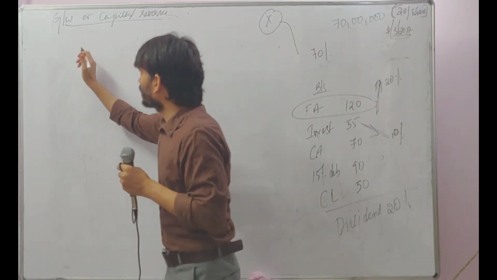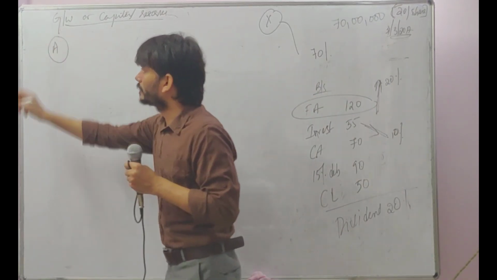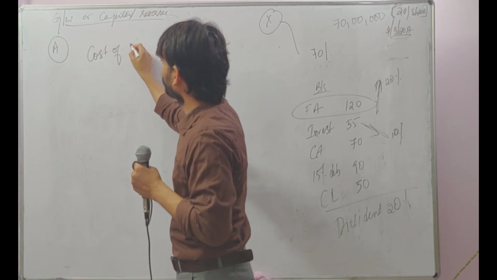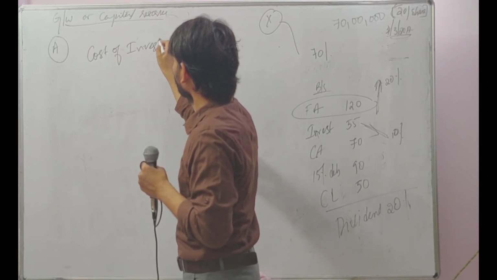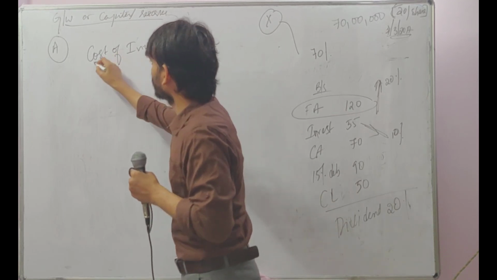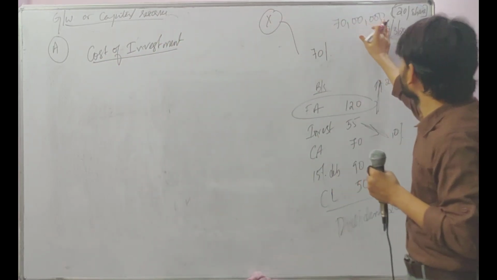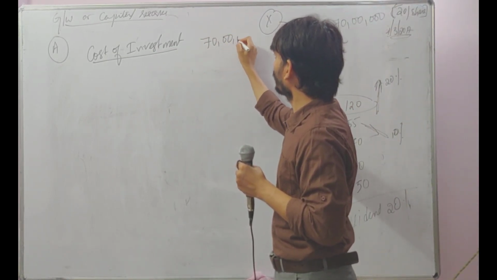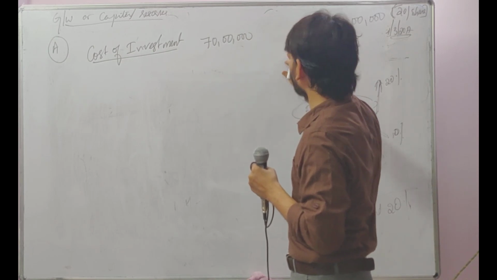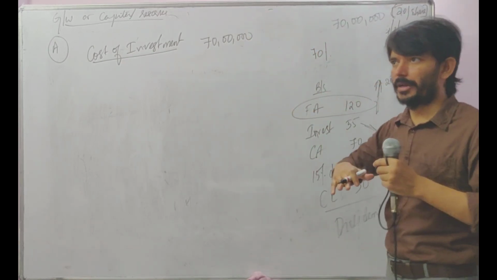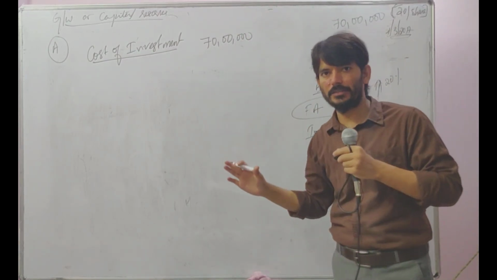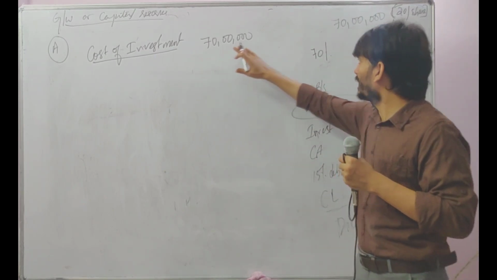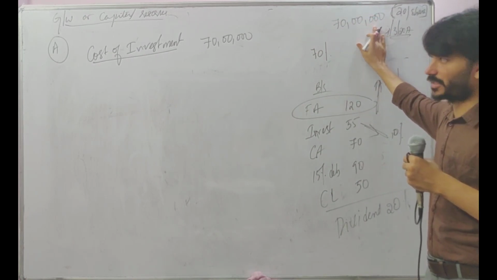What I was saying: first, the A part should be cost of investment. What is that? They have given in the question 70 lakh. You can simply write 70 lakh is the cost of investment. I am writing in broader letters so that it is visible to everybody. So 70 lakhs is the cost of investment.